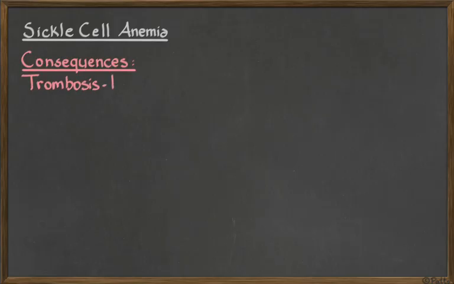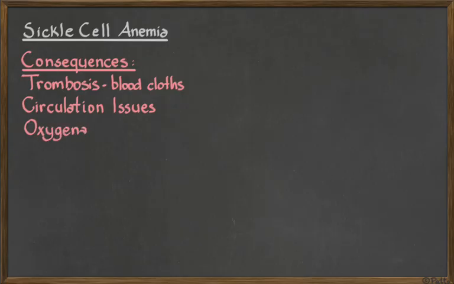So, what are the consequences of having the sickle cell anemia allele, the variant for this gene? You can have thrombosis, you can have blood clots, okay? You can have circulation issues. Your blood's not going to circulate very well. And because of that, you may have oxygenation issues. That's why it's called an anemia.